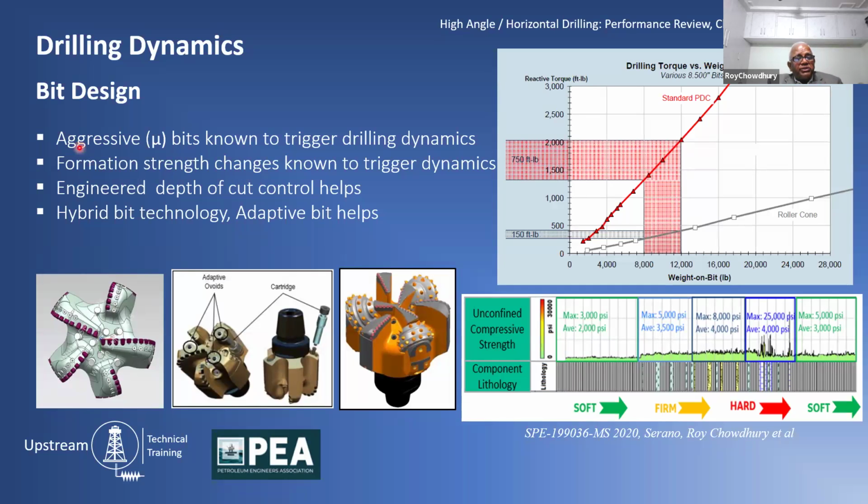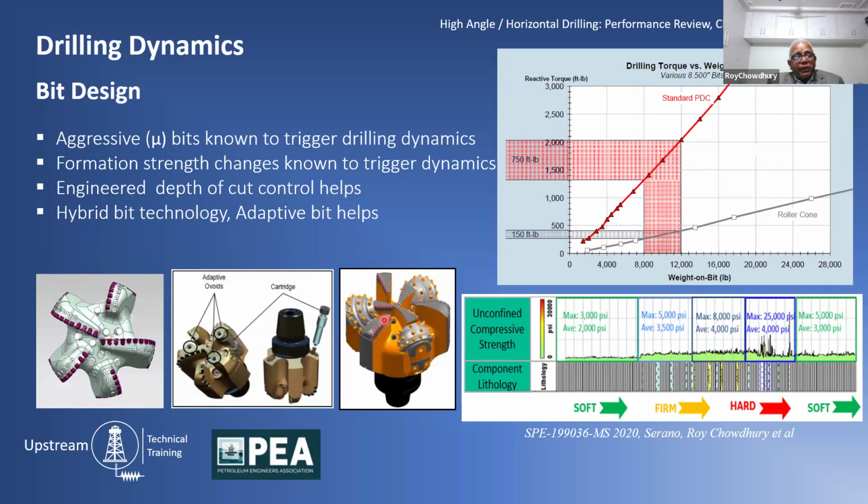So notice what I'm saying here is the aggressiveness of the bit, which is termed as mu. A very aggressive bit is known to trigger drilling dynamics issues. Now, drilling dynamics issues could also be triggered by the formation, a very hard formation, like I said, different things. For the management of drilling dynamics, an engineered depth of cut helps, and I'll talk about what it is.